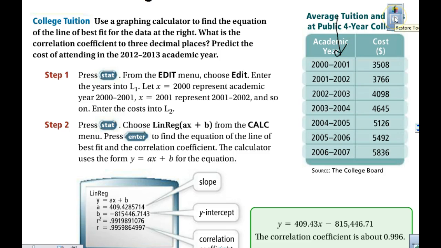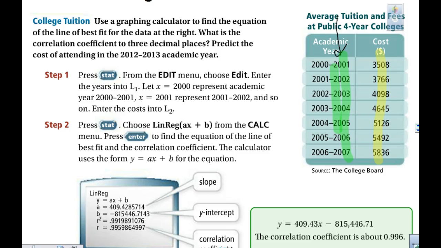So when we do ours, the numbers that you're going to put in your graphing calculator are 2001, or in the Desmos calculator, 2001 to 2007. And then we are going to put in all these numbers for our costs. So have this page open to your notes, and if you would please right now go to your Desmos calculator.